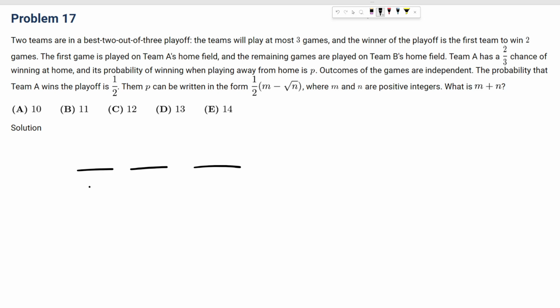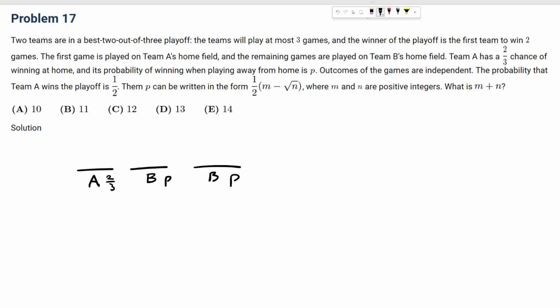So this one's at A's home field, and then the other 2 are at B's home field. Team A has a 2/3 chance of winning at home, and a P chance of winning away. And they're independent. The probability that Team A wins the playoff is 1/2, and then we're trying to find P.